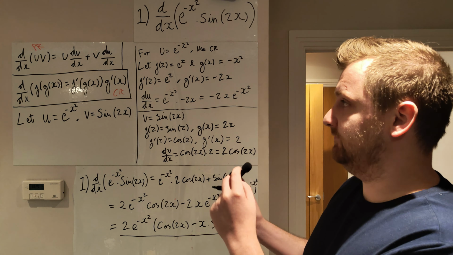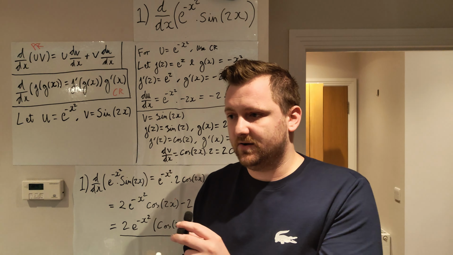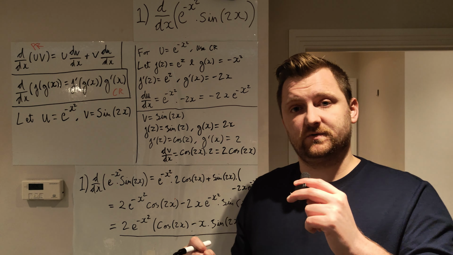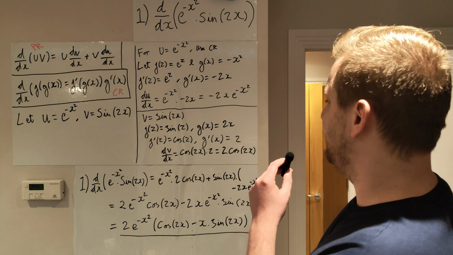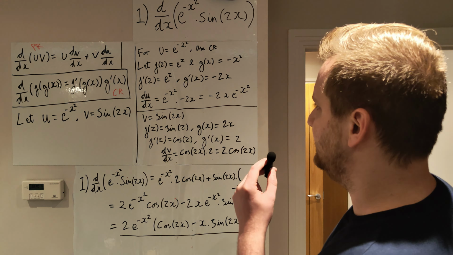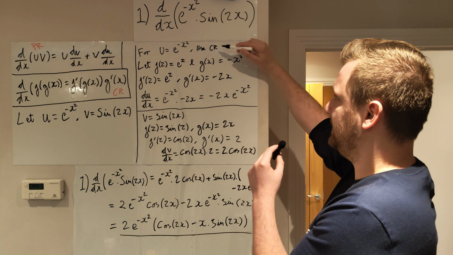So we'll use the chain rule for each of those to get the du over dx and the dv over dx, and then once we get that, we can just combine it all together. So let's first get du over dx. So u is equal to e to the minus x squared, and we need to use the chain rule.